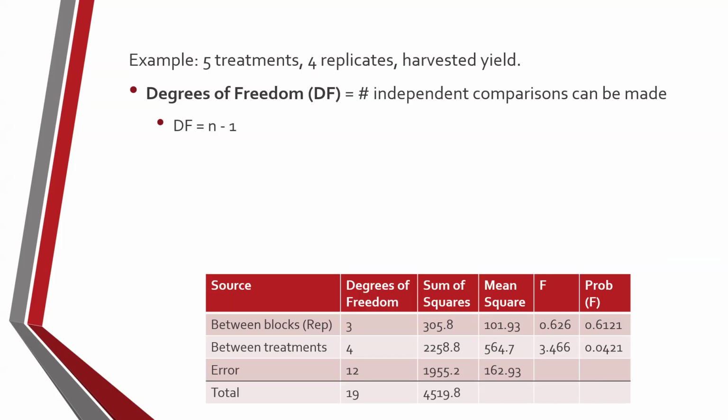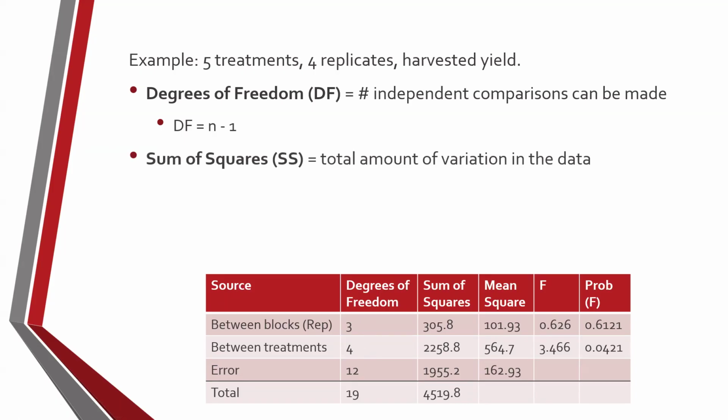So for treatments, if we're going to look at the treatment variance, we've got 5 treatments, so you have 4 degrees of freedom. Or another way to look at it would be you're taking 1 away because the mean is calculated in order to calculate your variance. So a few different ways to look at it, but that's how you calculate degrees of freedom, just n minus 1.